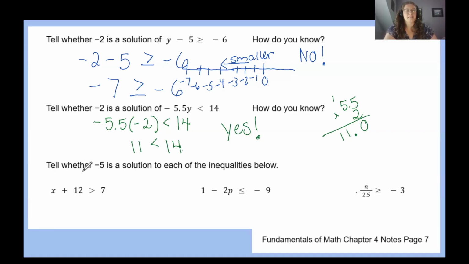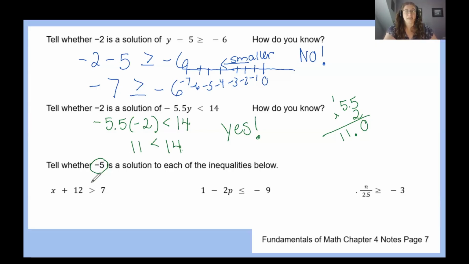Right. Then our last one here gives us 3 different inequalities, and it asks us to tell, is -5 a solution to each of the inequalities below? So for each of these inequalities where we see the variable x, p, and n, we're going to substitute -5 and see if it makes the equation true, or the inequality true. If it makes the inequality true, then it is a solution. If it doesn't make the inequality true, then it is not a solution.